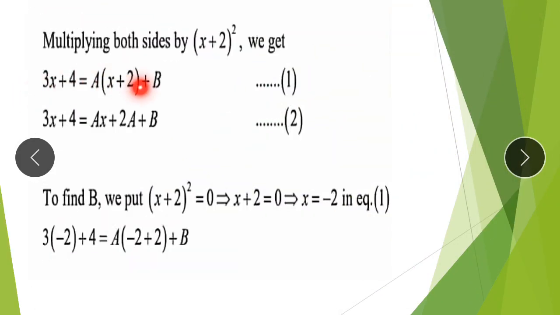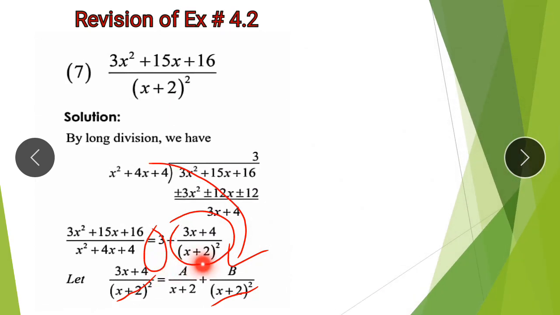This means the equation can be further expanded, like the bracket can be eliminated, giving ax and 2a. This equation is used for equating the coefficients. Now, first of all, we have to put in the value of x. We have just one value of x, as the value of x can be just -2. So by putting x equal to -2, we can find just the value of b.